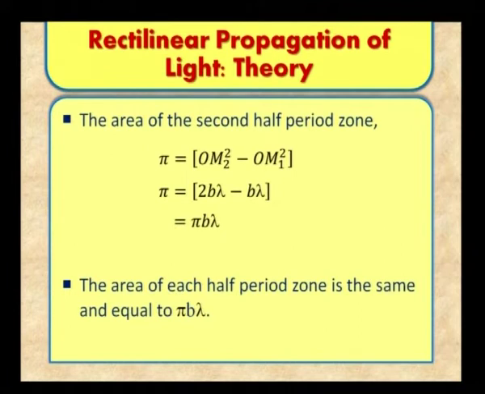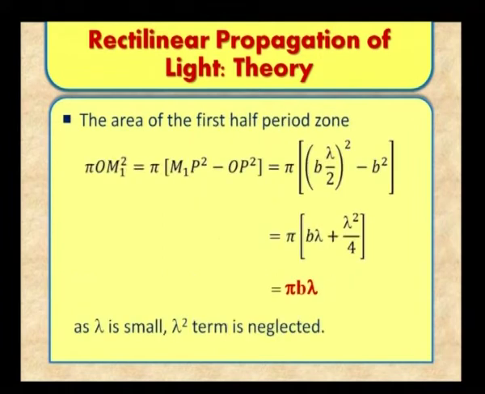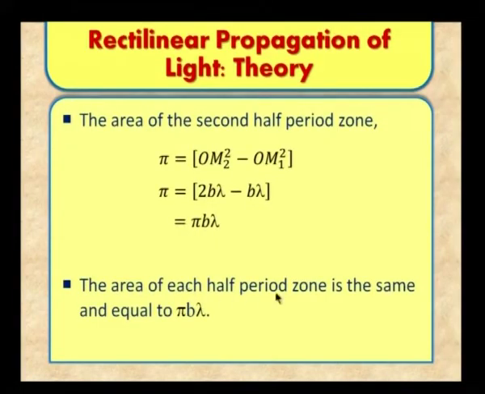The second half period zone will be the difference in area between the total and the first half period zone. The area of the second half period zone will be Ym2 square minus Ym1 square multiplied by pi. So that will be equal to again pi b into lambda. So the area of the second half period zone is pi b into lambda, the first half period zone is also pi b into lambda. What I am trying to tell you is that the area of the first, second and third half period zones, all of them will be the same. The area of each half period zone is the same and it is equal to pi b into lambda.